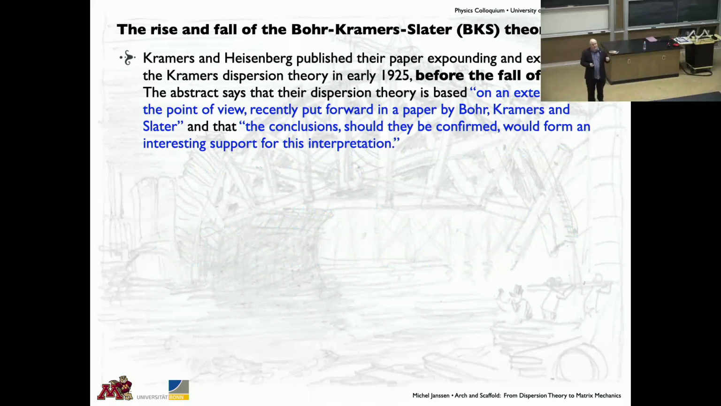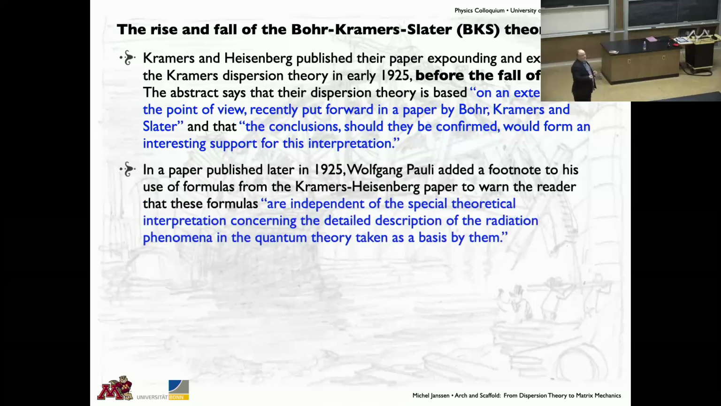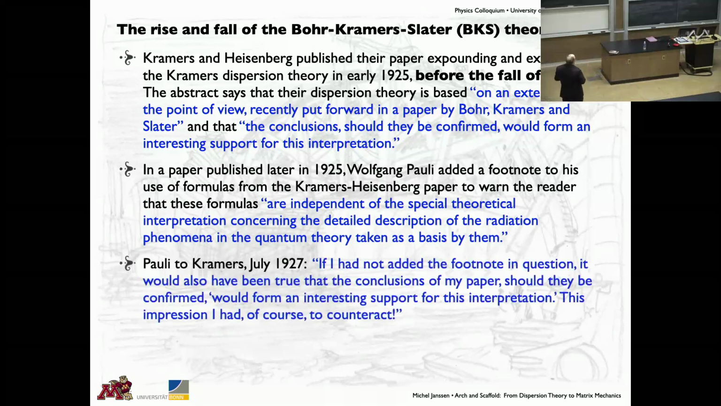Now, remember, Kramers and Heisenberg published a paper on Kramers dispersion theory before this theory was shut down. And in the abstract of the paper of Heisenberg and Kramers, they say that it's based on this BKS theory, and they say the conclusions, should they be confirmed, are thus supporting the BKS theory. Now here's another person who didn't like BKS, that's Wolfgang Pauli. So Pauli published a paper using some of these formulas from the Kramers-Heisenberg paper, but he says in a footnote that these formulas are independent of the special theoretical interpretation, independent of BKS. And he wrote actually to Kramers, he says, if I had not added that footnote, it would also have been true of my paper that should the conclusions be confirmed, they would form an interesting support of this interpretation. That, of course, I had to counteract.